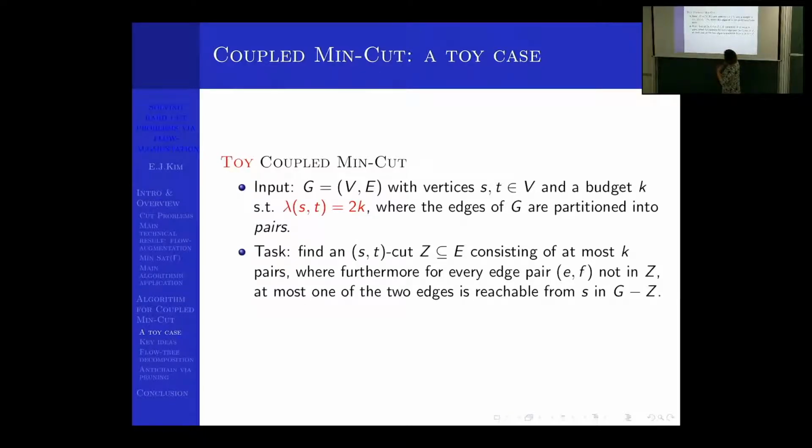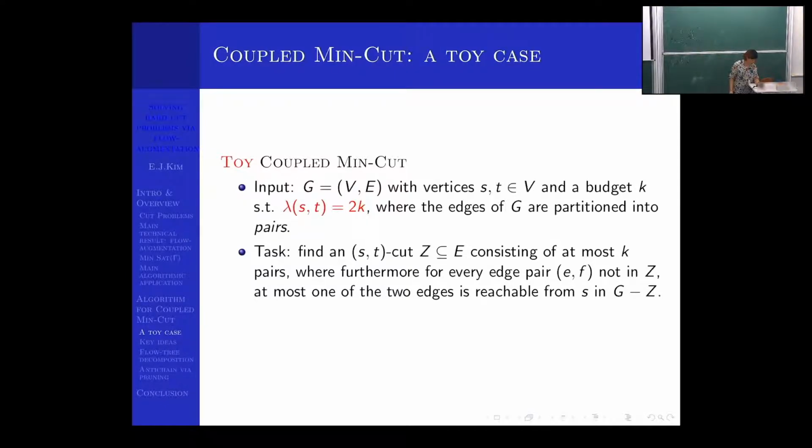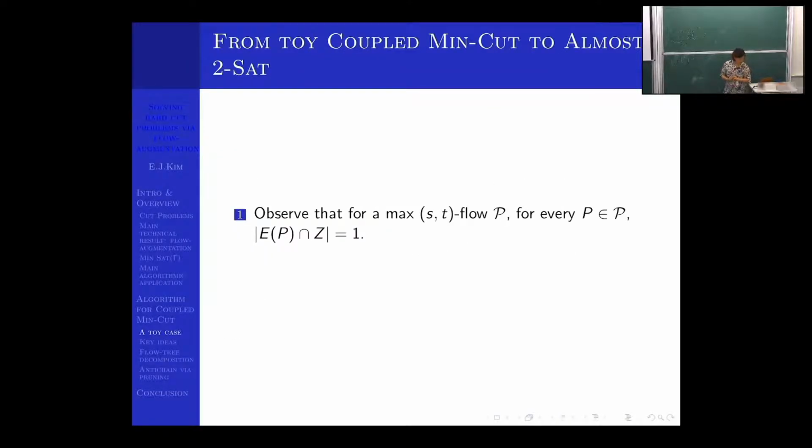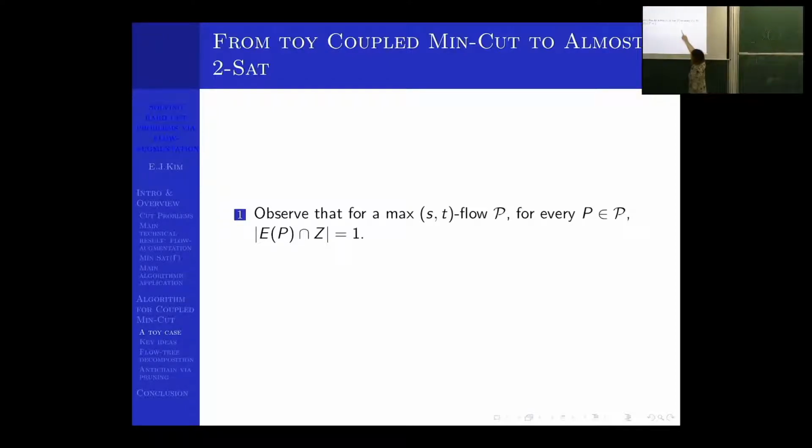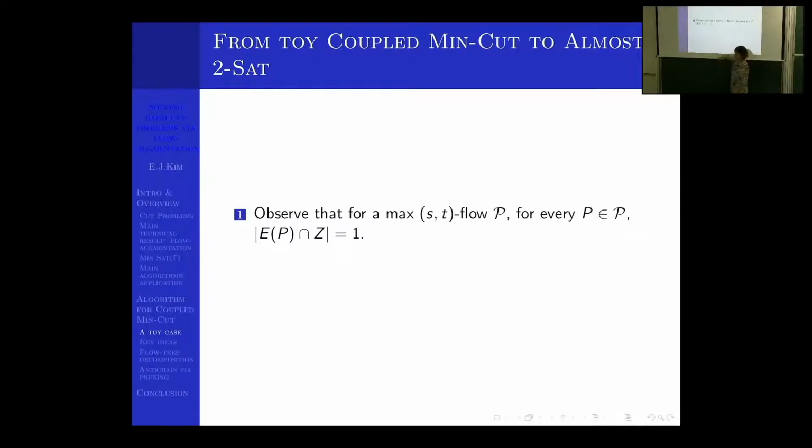So it means that we really have to cut every flow path. It means that Z should be exactly a union of pairs. We don't have any slack to use something else. Okay, so this problem is FPT. How? Consider some arbitrary max S-T flow P. You can see this max flow as a collection of 2K disjoint paths, and I will call these flow paths. For every flow path in P, since they are all disjoint, we know that the cut we are looking for intersects it exactly once.